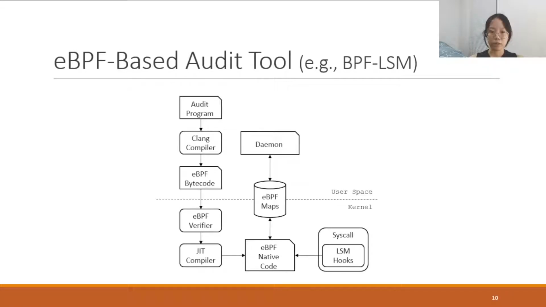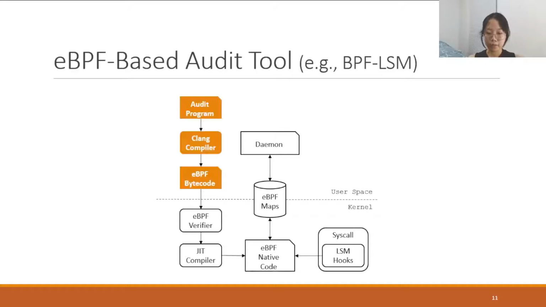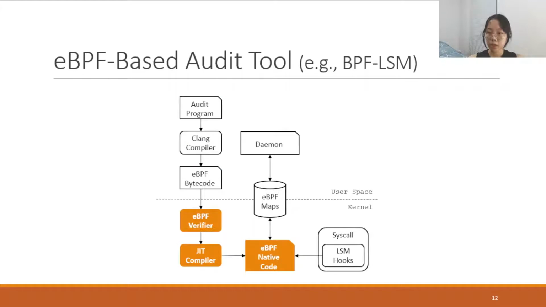And recently, there's an extension to the eBPF framework called BPF LSM that allows user-defined eBPF programs to attach to LSM hooks in the kernel. Basically, this is how it works. So the developer writes eBPF programs in C, and that program can do things like auditing, for example. The eBPF program gets compiled into eBPF bytecode using a Clang compiler. And in the kernel, the verifier makes sure that your eBPF program doesn't cause any harm to the kernel. And then it will get JIT compiled into native assembly code and attached to the LSM hook.